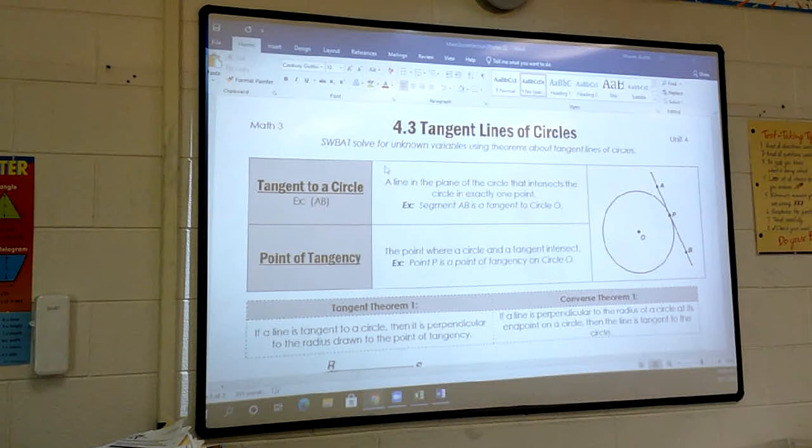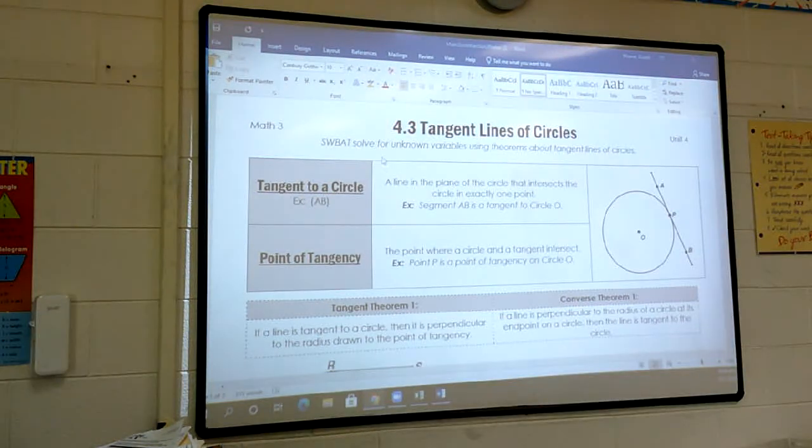And the point of tangency is where it touches the circle. So the point where a circle and a tangent line intersect. So point P is the point of tangency on circle O. So right here is where the tangent line and the circle intersect, right here at point P. Okay, so that's the very beginning of the notes.